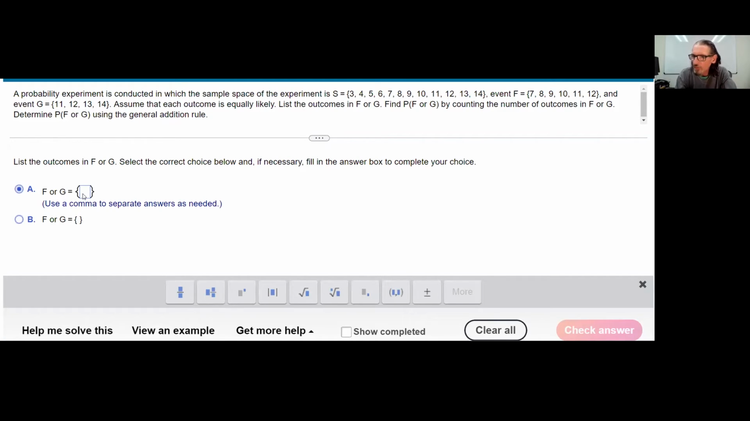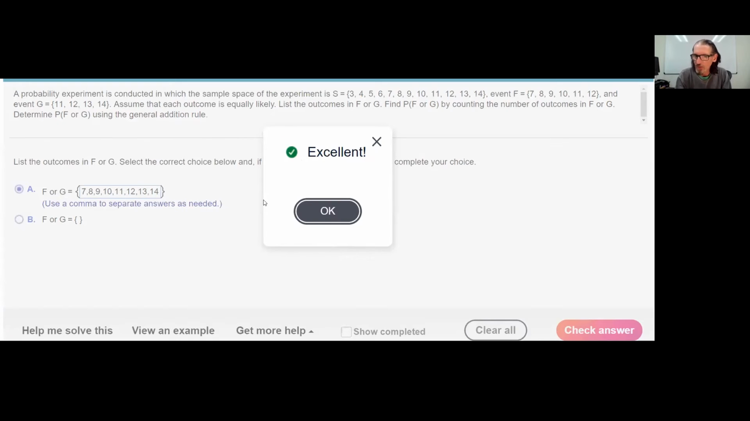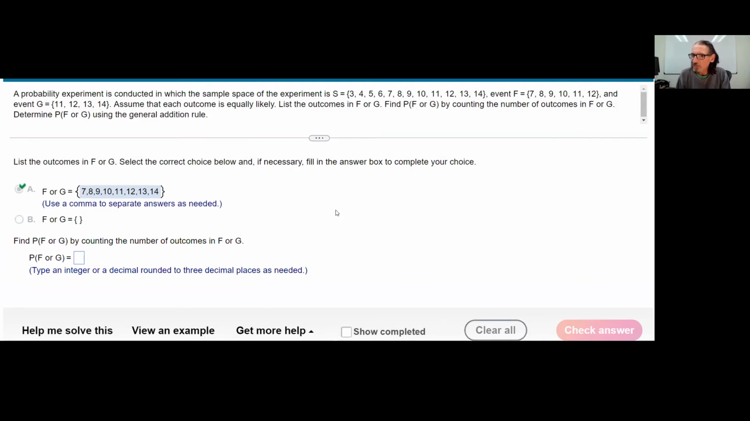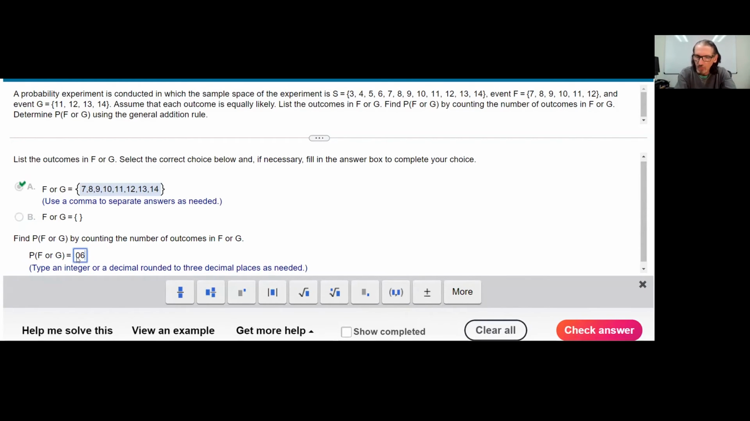So first of all, they were asking for what is the union, F or G, before we find the probability. Okay, so that was without any repetition, 7, 8, 9, 10, 11, 12, 13, and 14. There's our 8. And so we should have a probability of 8 out of 12, which reduces to 2/3, 0.0667. Before I enter that in, though, I'm going to show you one more option.